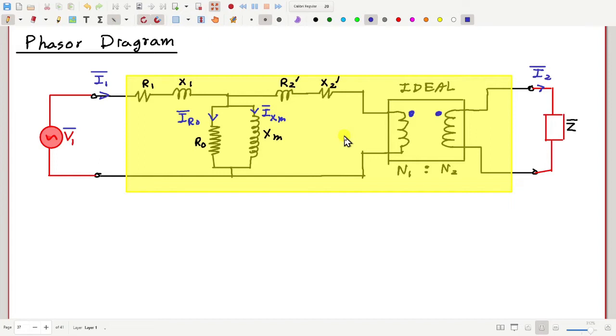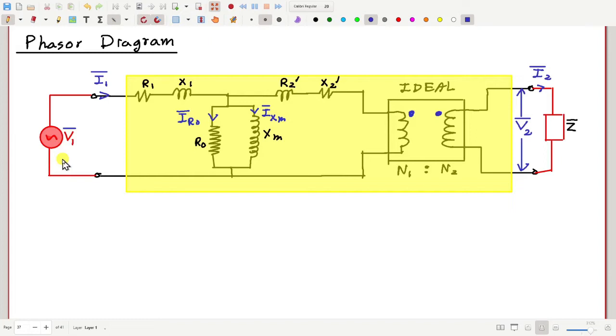We have to draw a phasor diagram representing the relationship between all these voltages and currents. Now, where to start our diagram from? You may be tempted to start the diagram from V1 as the reference, because V1 is normally the known quantity, given quantity, and all other quantities like I1, I2, and here the voltage V2, all these are derived or decided from V1. So it may seem normal to start from V1.